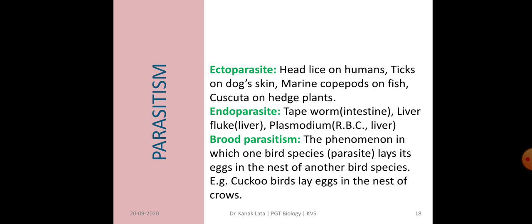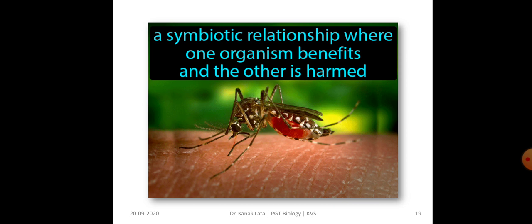Now it is about brood parasitism. In this case, one bird species lays its eggs in the nest of another bird species. And the common example is the cuckoo bird, which lays eggs in the nest of the crow. It is about parasitism where one organism is benefited, another is harmed.